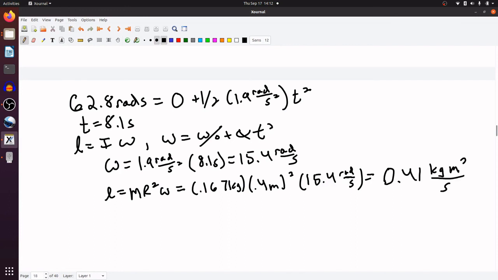Kilograms meters squared per second, because you just take kilograms, meters squared, put it over seconds. Radian isn't a true unit. Ha.